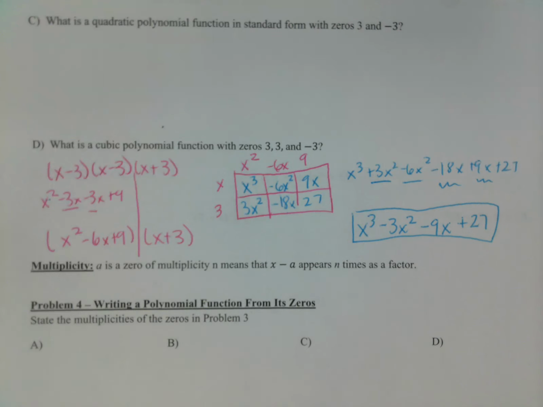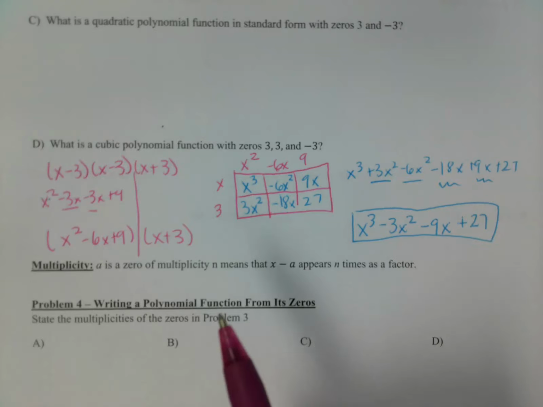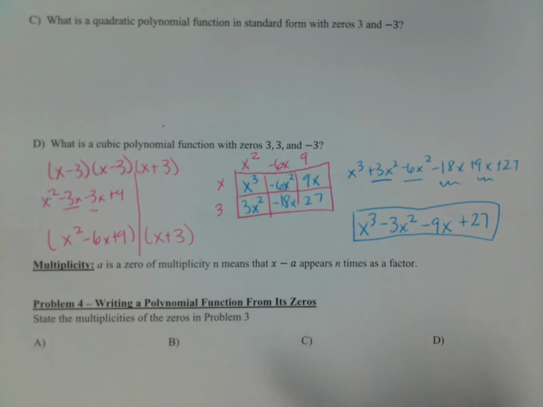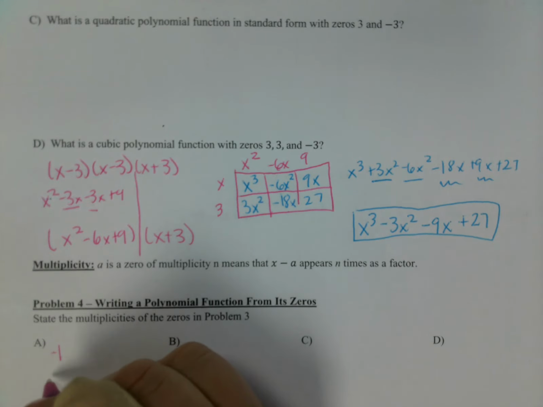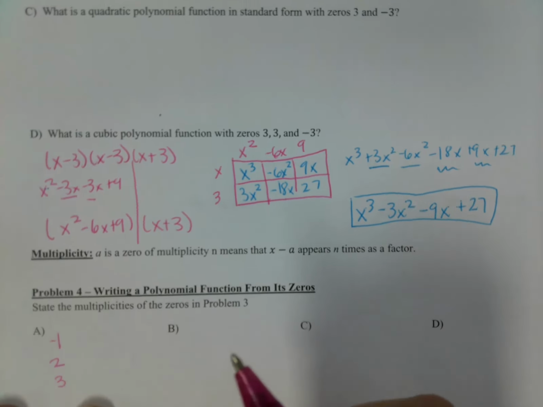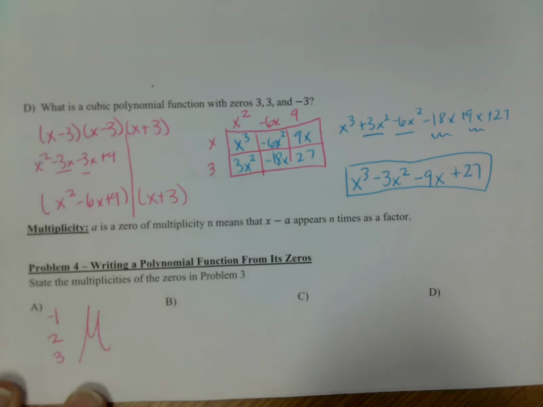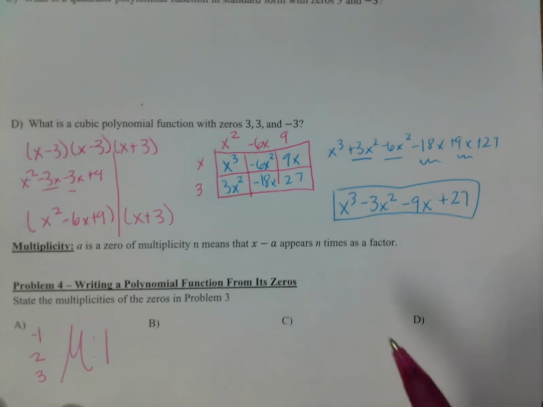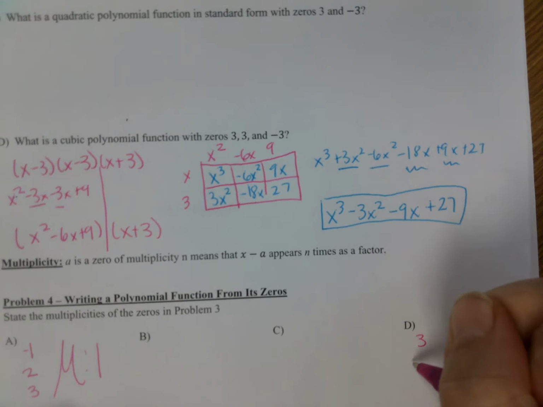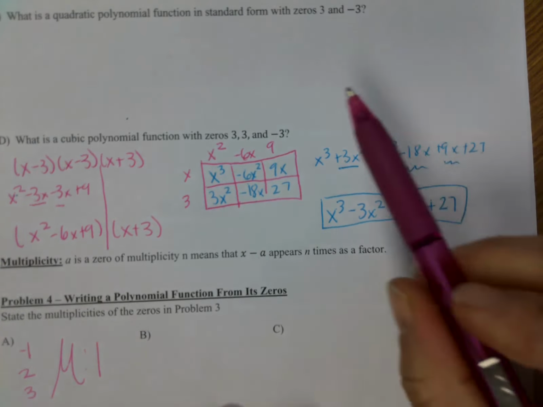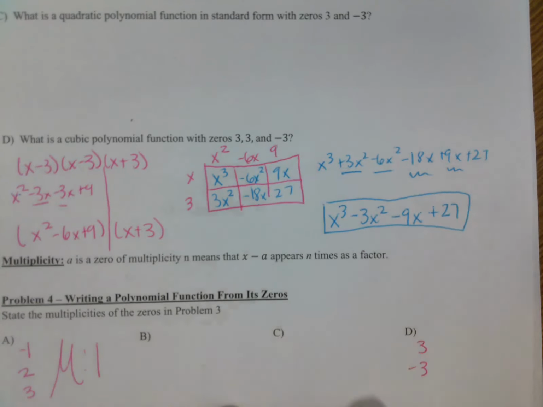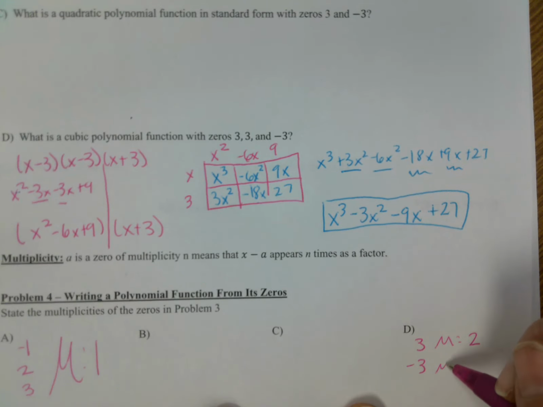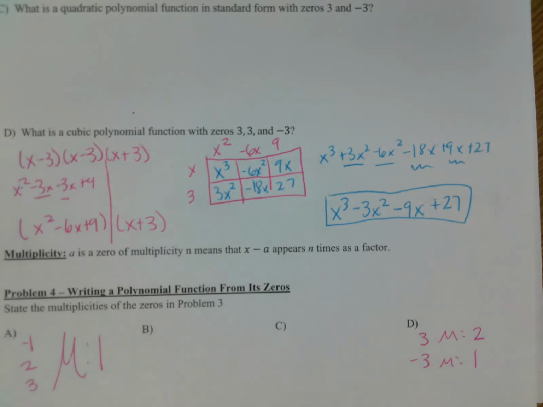Here we're talking about multiplicities. Multiplicities is how often a 0 occurs. So we only did A and D. So A, our zeros were at -1, 2, and 3. All of these have a multiplicity, I'm just going to write an M for that, of 1. They all occurred one time. In D, we had 3 and -3. Because this 0 happened 2 times, this has a multiplicity of 2. -3 happened 1 time, that's a multiplicity of 1.